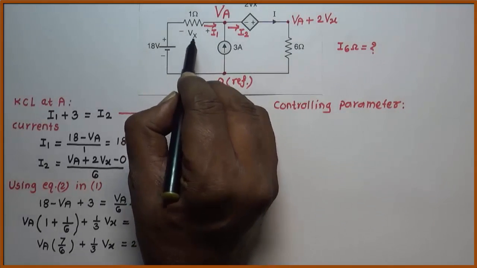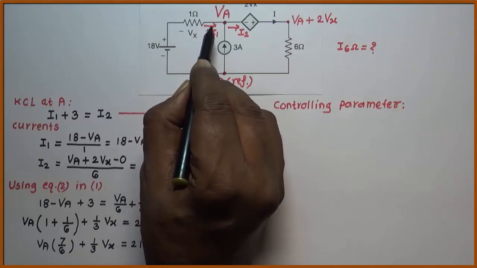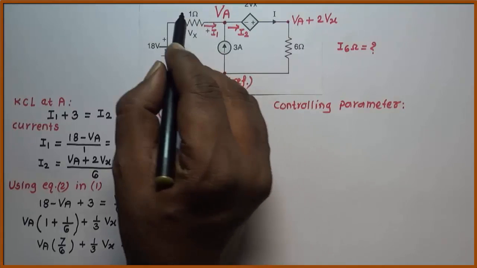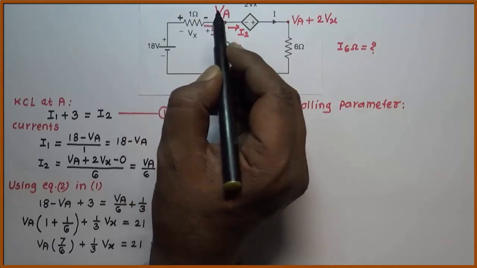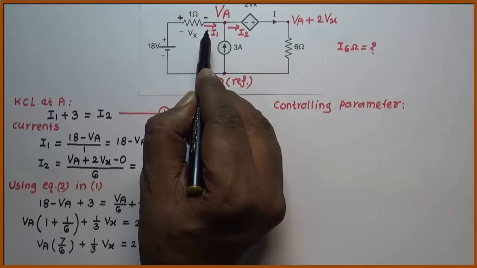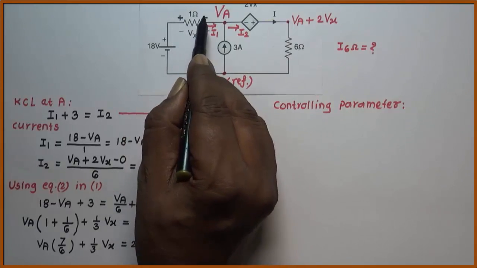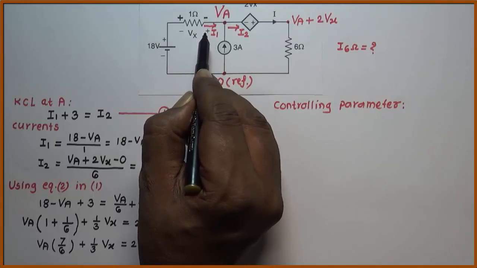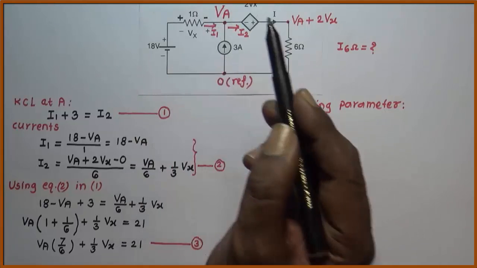Here this Vx is nothing but voltage across 1 ohm and current flowing through 1 ohm is nothing but I1. So when I1 flows from left to right, then we find that this terminal will be at positive potential, this will be at negative potential. But the drop across 1 ohm, which is Vx, is given with exactly opposite polarity. This is positive here, negative here, but here is negative, here is positive. It means that Vx must be equal to minus I1 multiplied by 1.